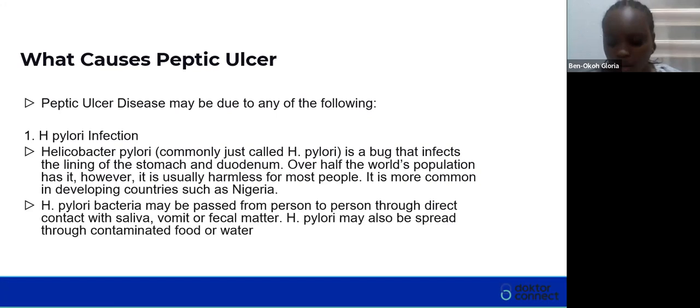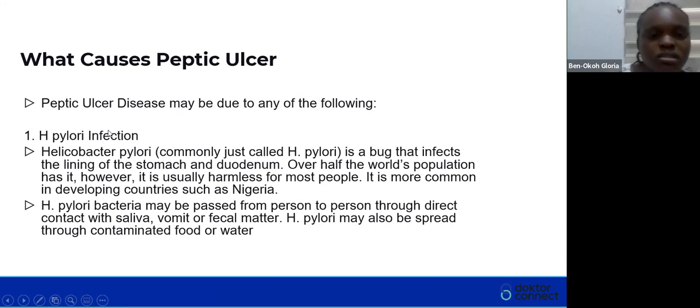And so I'll be talking about what exactly has been shown to cause peptic ulcer. One very important cause is an infection. The name of the bacteria that causes this infection is called Helicobacter pylori. For short, we'll just call it H. pylori. We all know bacteria, so I'll just refer to it as a bug. It's a bug that infects the lining of the stomach and the duodenum. Remember I said that ulcers are prevalent in the stomach and the duodenum. And so this bug has been found to affect the stomach and the duodenum.